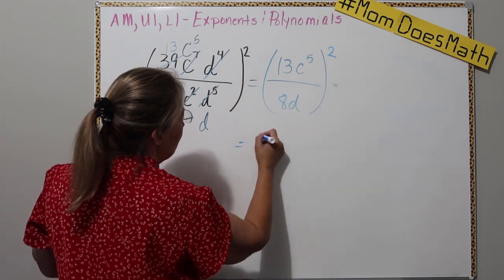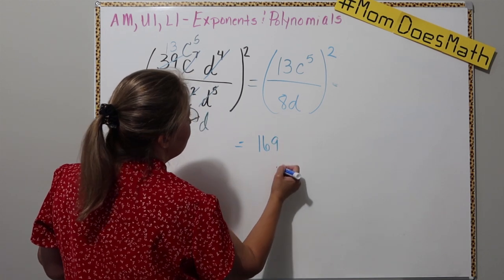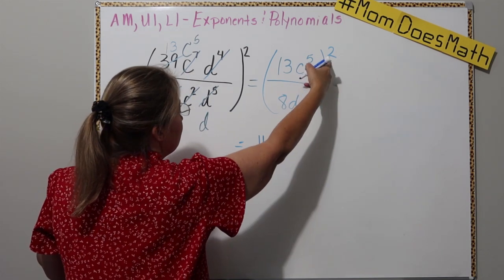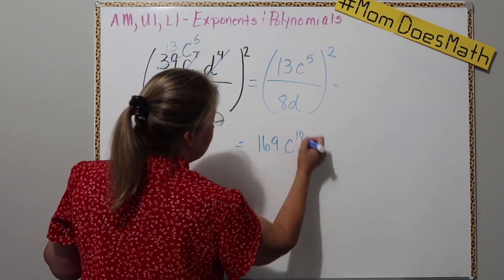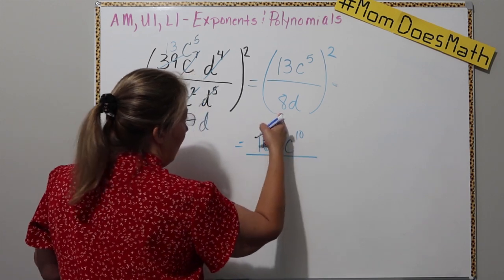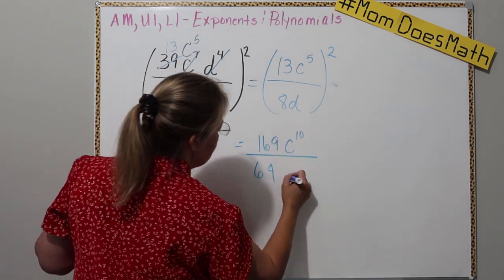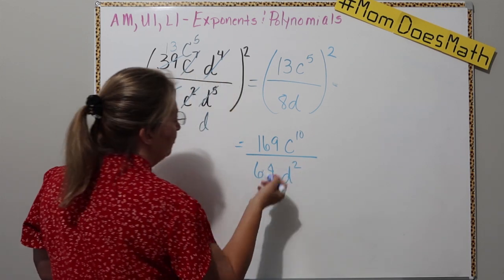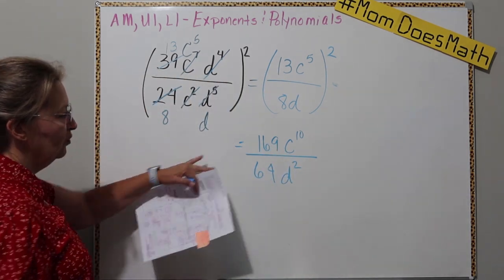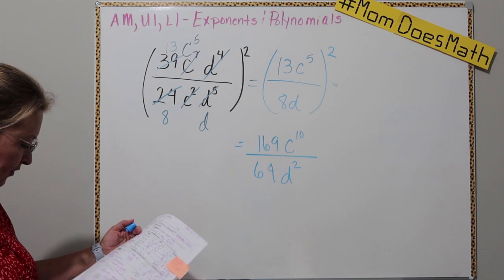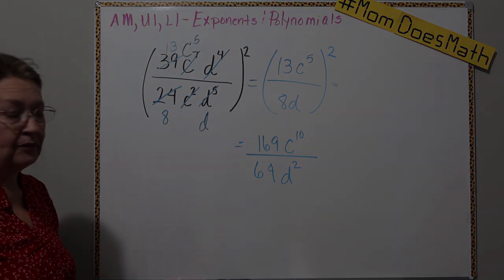So 13 squared is 169. C to the 5th squared is c to the 10th. 8 squared is 64. And d squared is d squared. And then you want to check it, be sure nothing will go into 169 and 64. And it won't, so we're good to go.